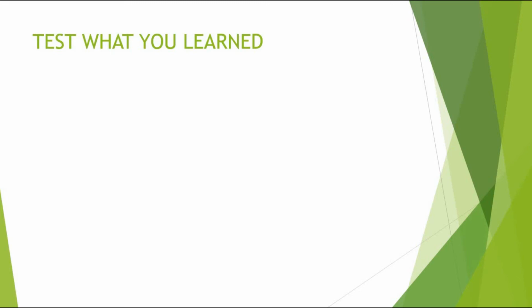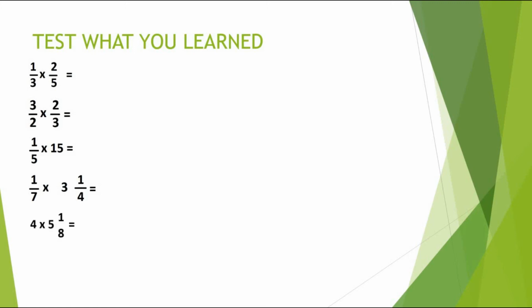Test what you learn. So ito na. Ito na yung pinaka-favorite part nyo. Mag-exam na tayo. Okay? So item number 1, 1/3 times 2/5. Number 2 naman, 3 over 2 times 2/3. Number 3, 1 over 5 times 15. Number 4, 1 over 7 times 3 and 1/4. Number 5, 4 times 5 and 1/8. And the last number, 1 and 1/3 times 2 over 6.